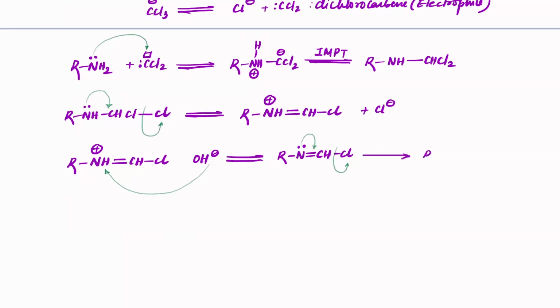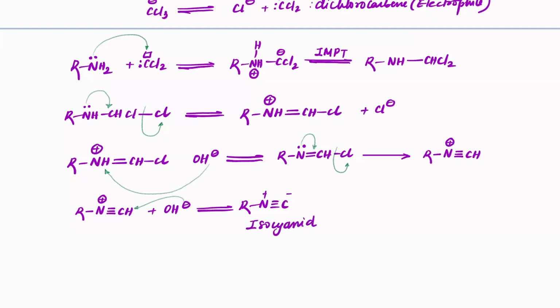So what do I get? I'll get this as Rn triple bond CH with plus charge. And finally, because you have it still in a basic medium, this OH minus will take away this H plus to get Rn triple bond C plus and minus, which is isocyanide. Alright, or isonitrile. You can also call it isonitrile.